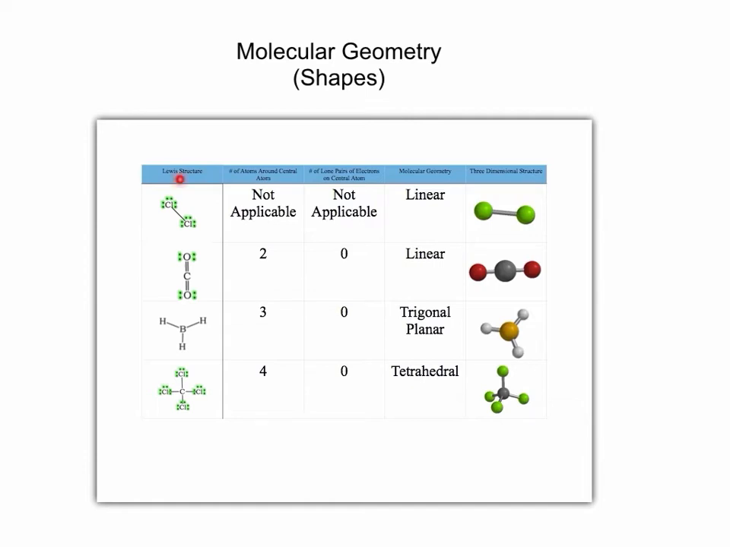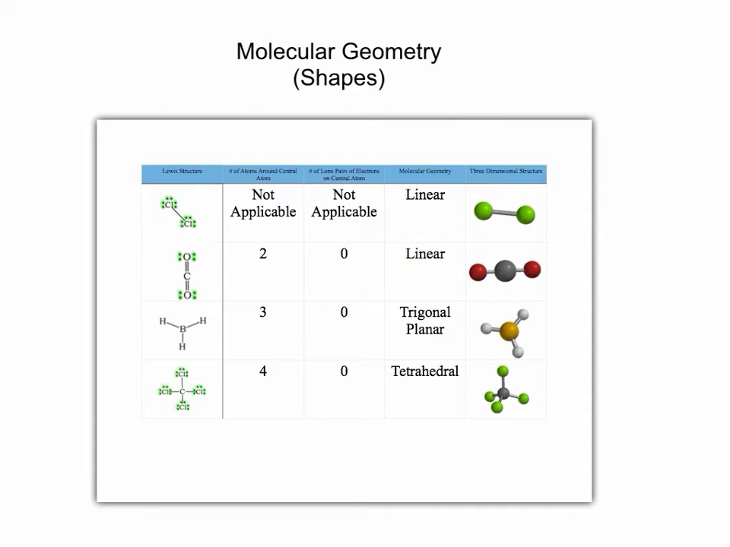First, if we have two atoms bonded together with a covalent bond, there's only one choice for their shape. They don't have a center atom because you only have two atoms, and if you don't have a center atom, you can't have lone pairs on it, so that's not applicable. The only shape we can draw between two atoms is a line. Therefore, whenever you have just two atoms in a compound, it's going to be linear. And here's the three-dimensional representation of that.